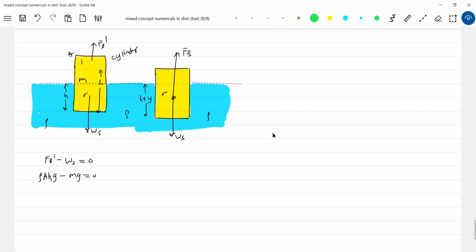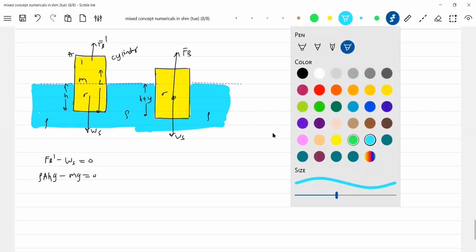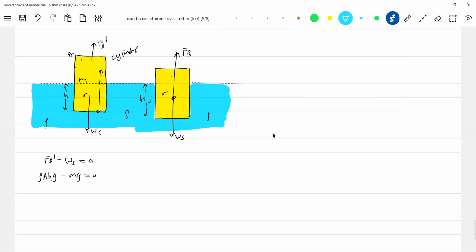Now, if I slightly depress it, then what happens? The buoyant force will increase. It will increase by distance y. You can see it is now h plus y. Some of you are asking, sir, what is that? This is h, you know. Some y length more it got into the liquid, no? So the buoyant force will definitely increase. The new buoyant force FB: now ma equals FB minus WS.